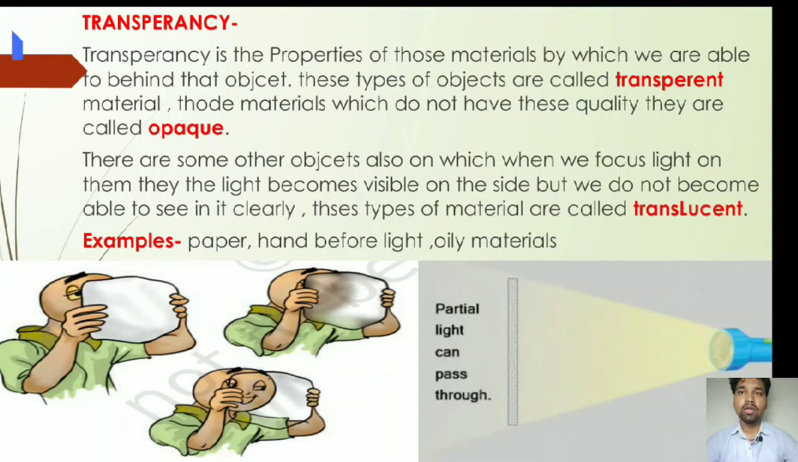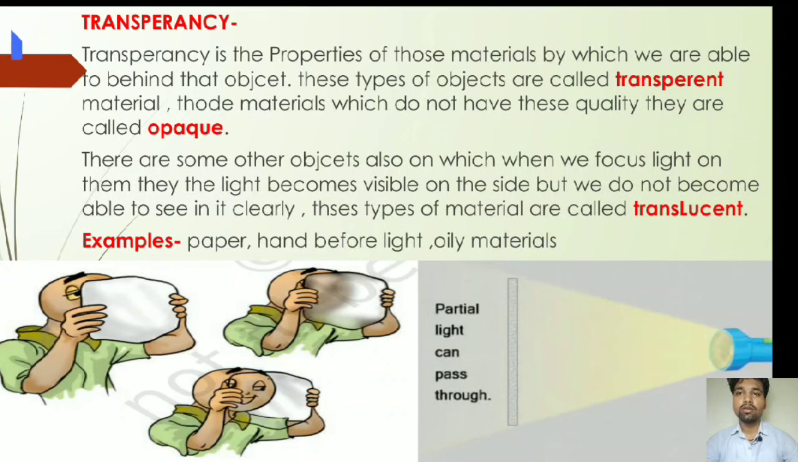Friends, those materials which do not have the quality of transparency are called opaque. For example, if we use any object which is made of iron, and we want to see behind the iron, we will not be able to see that, because iron does not have any transparency property.